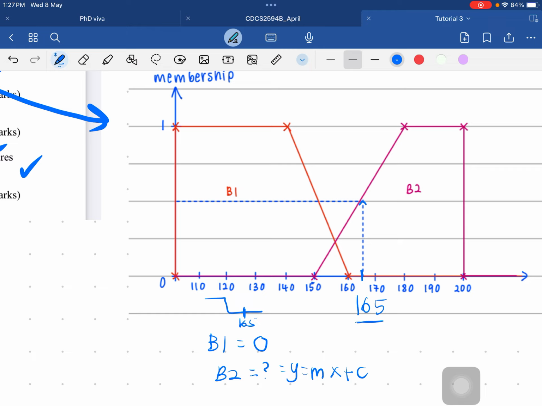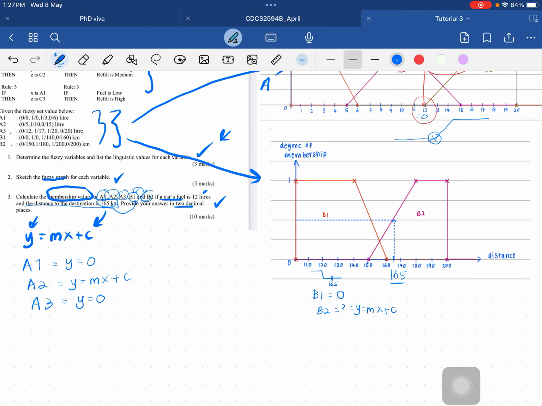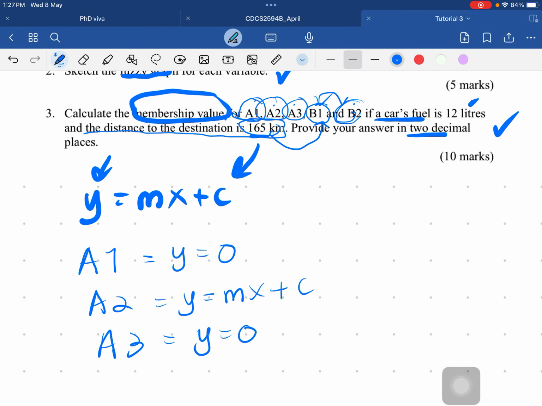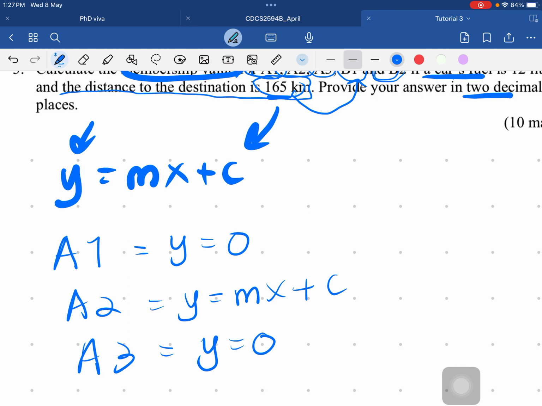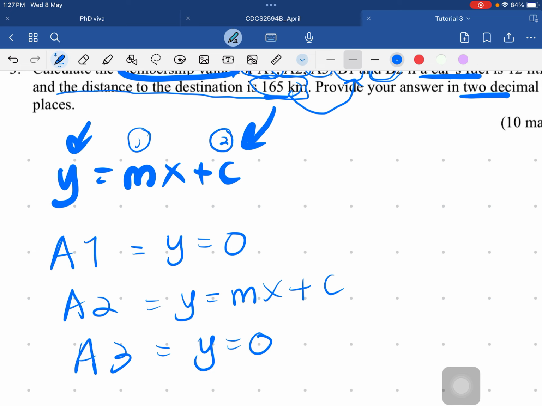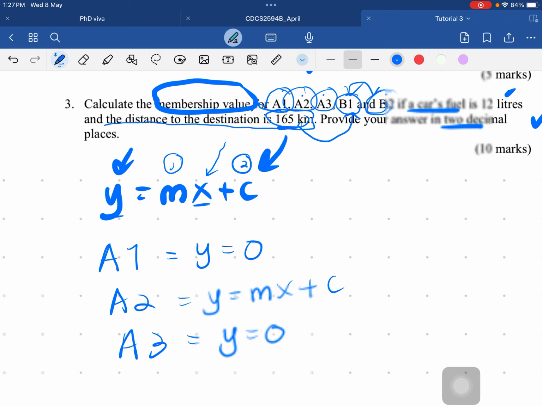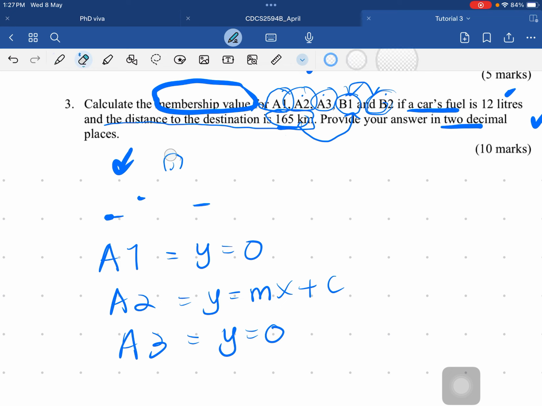So the first step to calculate y equal to mx plus c is you need to calculate the m value first. M value, the gradient, and then you need to calculate c, the y-intercept. Then only you need to put the value of x and also y to get y. Okay, let me just erase this.